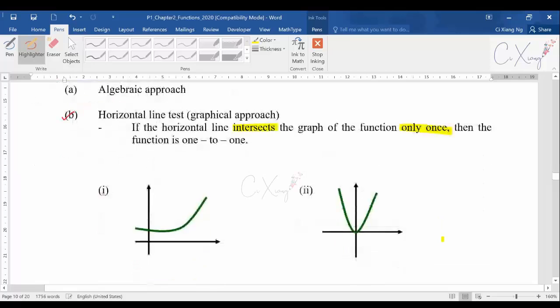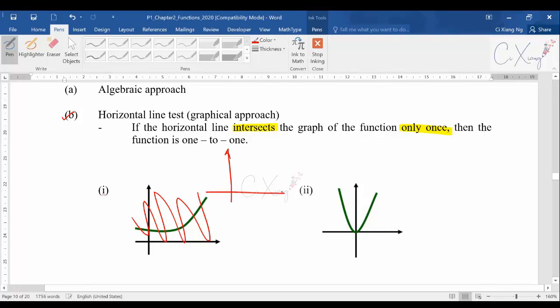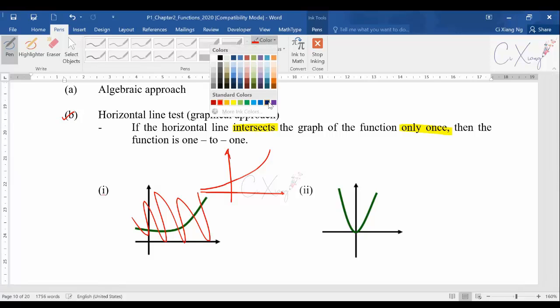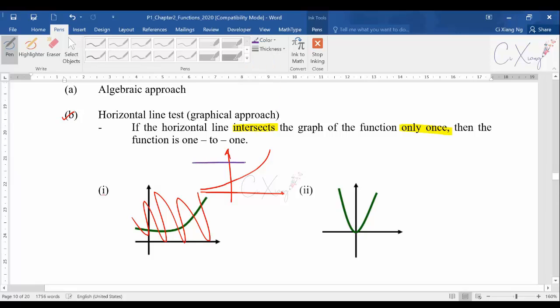As an example here, this graph is not good enough, so maybe I will just redraw it. Maybe I'm having this graph now, getting closer and closer to the x-axis, but it will not touch the x-axis. So how do we decide whether this graph is a one-to-one function or not? You just draw a horizontal line, and then use your ruler to put on the horizontal line and move it up and down. No matter how far you move up or down, you will see that it only intersects at one point with the graph.